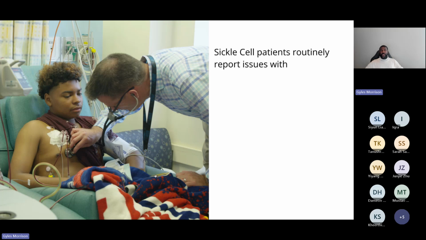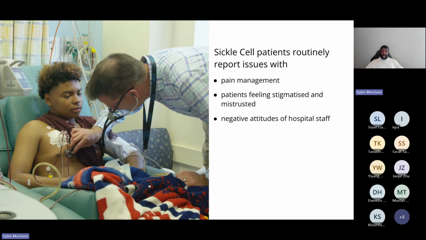There are other reasons why these clinicians are not giving the patients the care that they deserve. And just learning first, well, what are the issues that the patients are having? One is pain management. People are not giving them the pain relief that they need. One of the reasons for that is that the patients are often feeling stigmatized and mistrusted. There are times when there are actually racist beliefs that people have about patients with sickle cell, because the vast majority of sickle cell patients are of African or Caribbean descent.